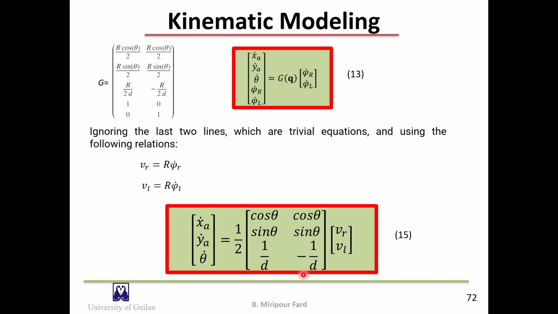Ignoring the last 2 lines, which are trivial equations, and using the following relation, VR equals R times phi dot R, and VL equals R phi dot L. Finally, the equations will be in the form of equation 15, as you can see. It is obvious that equation 15 must be integrated to obtain the pose of the robot.